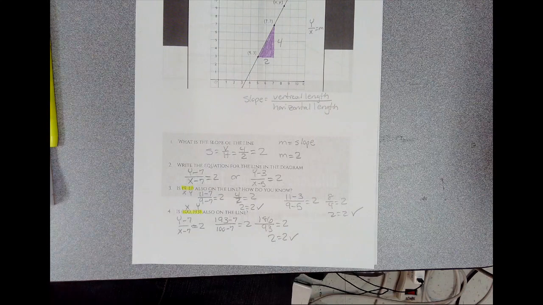So yes, the point (100, 193) is on the line because just like question 3, when I plug it into my equation, it simplifies down to the slope that the equation says I'm supposed to have.